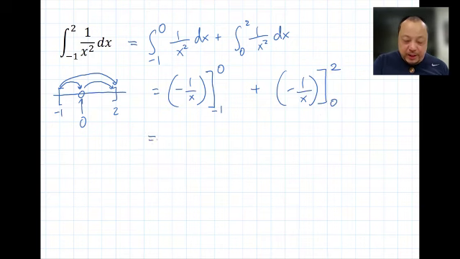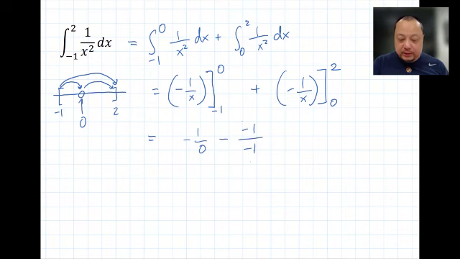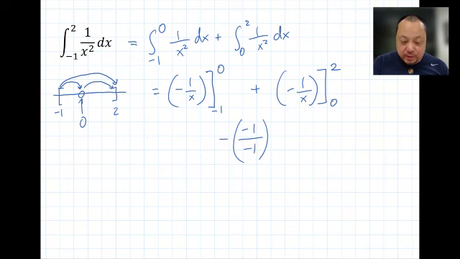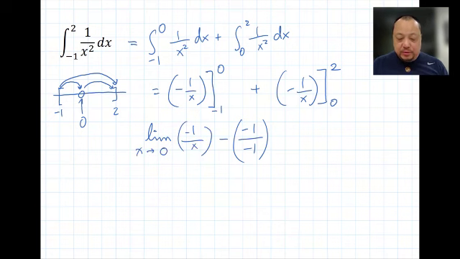And now we're going to plug in. We're going to plug in negative 1 over 0 minus negative 1 over negative 1. Well, this doesn't work because there's no such thing as 1 over 0. So we're going to do it as a limit. We're going to take the limit of negative 1 over x as x goes to 0.